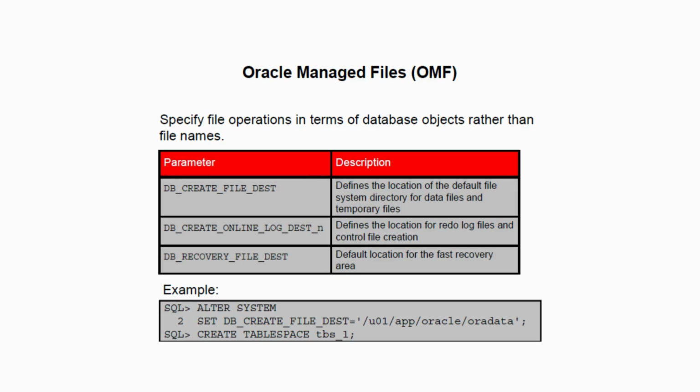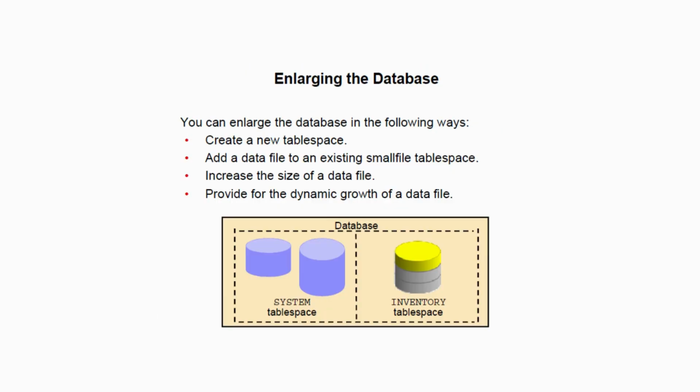Oracle Managed Files eliminate the need for you to directly manage the operating system files in an Oracle database. You specify operations in terms of database objects rather than file names. The database internally uses standard file system interfaces to create and delete files as needed for the following database structures: tablespaces, redo log files, control files, archived logs, block change tracking files, flashback logs, RMAN backups. A database can have a mixture of Oracle managed and unmanaged files. These activities can be performed with Enterprise Manager or with SQL statements.